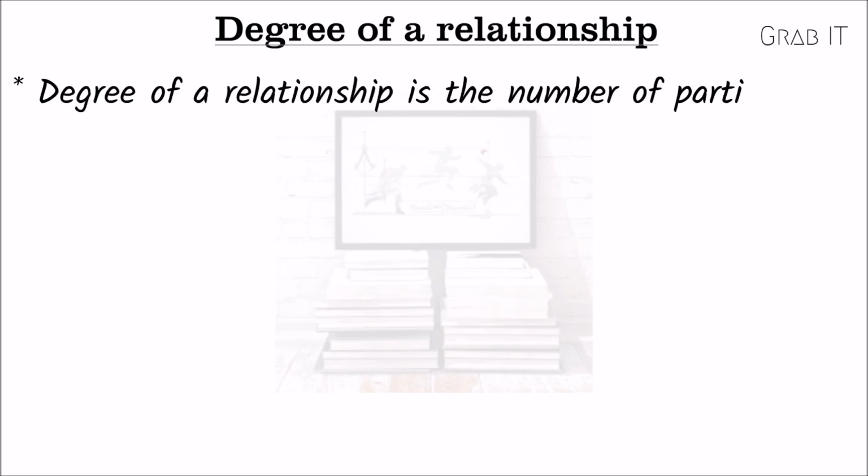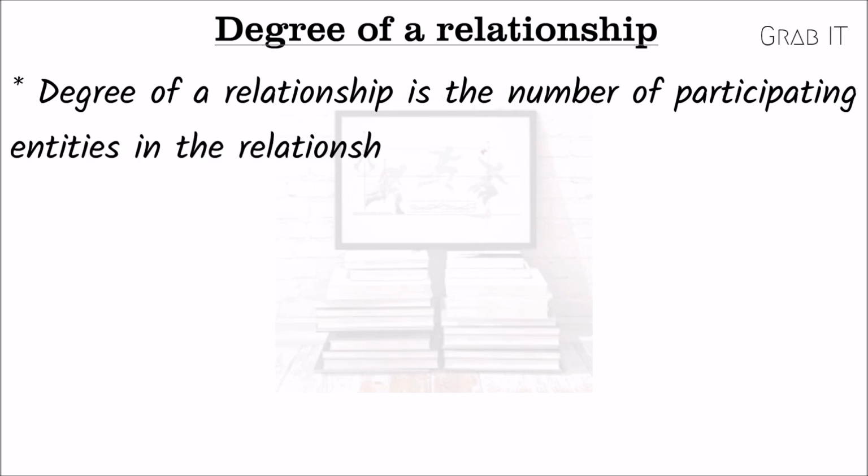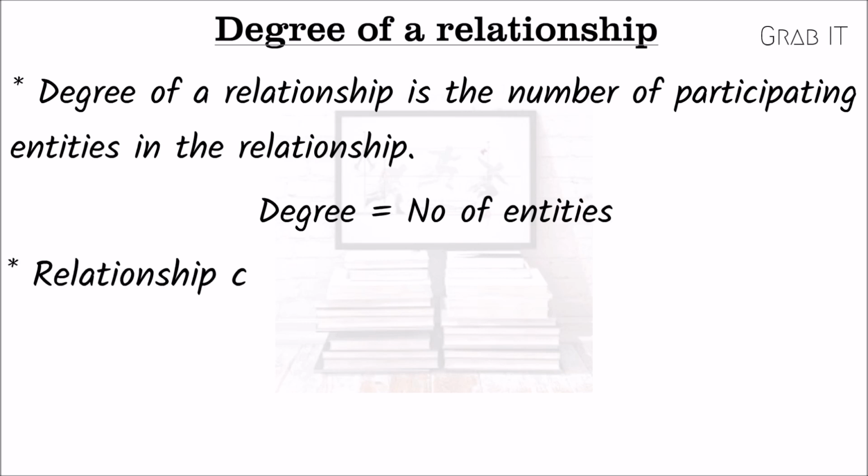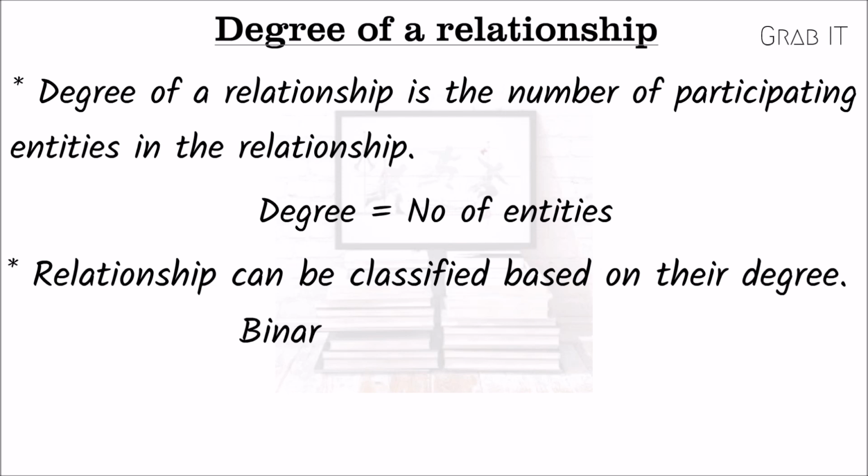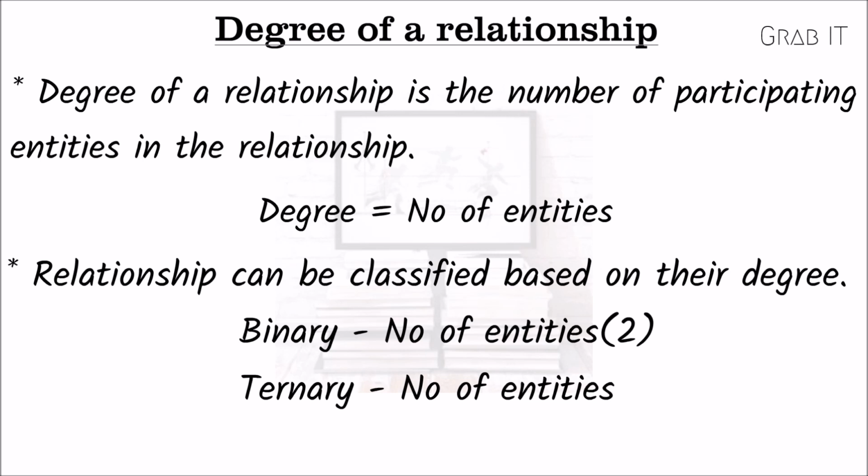Degree of a relationship. Degree of a relationship is the number of participating entities in the relationship. Degree equals the number of entities. Relationships can be classified based on their degree. Binary, 2 entities. Ternary, 3 entities. Quaternary, 4 entities.